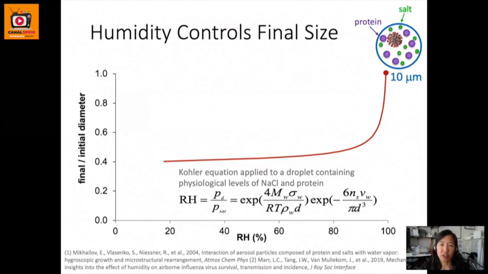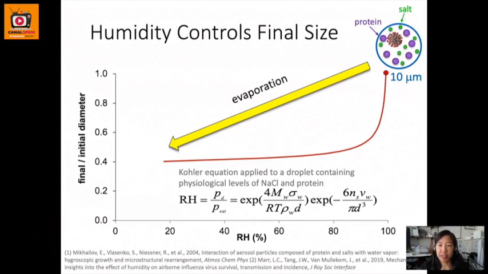But if we start with a droplet that is 10 microns in size, it contains salts, proteins, and maybe our virus. They're magnified here considerably. And let's say that we go to a relative humidity of 20% in our room, which is typical for wintertime conditions indoors when it's heated. That droplet will evaporate. And we're going to end up with a final droplet size of about 4 microns. In this case, all the water has evaporated, and now we're left with just the non-volatile solutes, the salts, the proteins, surfactant, and any virus that might be present.